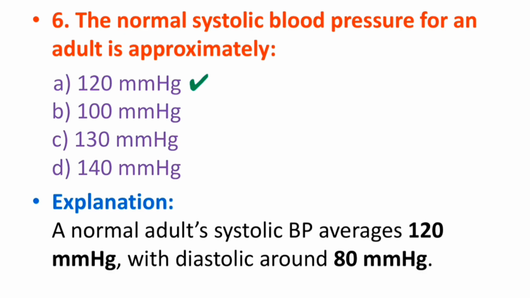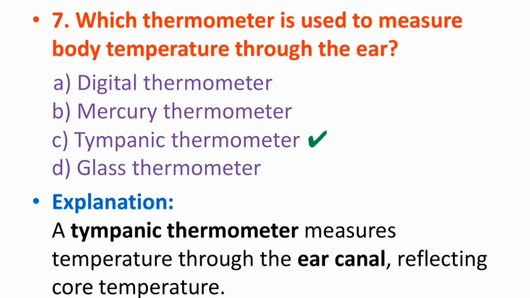The normal systolic blood pressure for an adult is approximately option A 120 mm Hg, option B 100 mm Hg, option C 130 mm Hg, option D 140 mm Hg. The correct answer is option A, 120 mm Hg. A normal adult systolic blood pressure averages 120 mm Hg with diastolic 80 mm Hg.